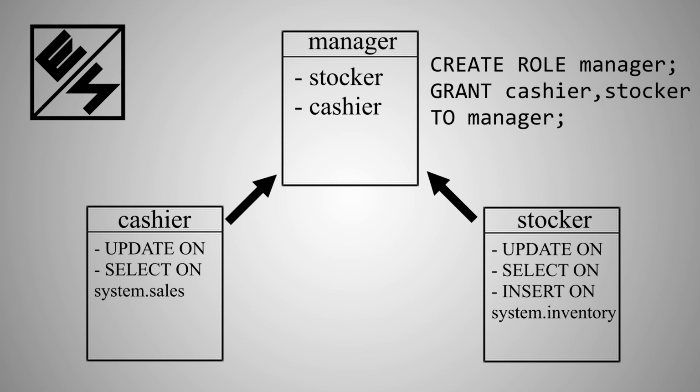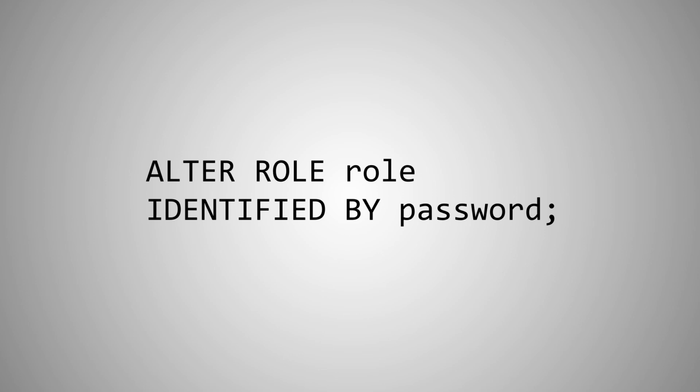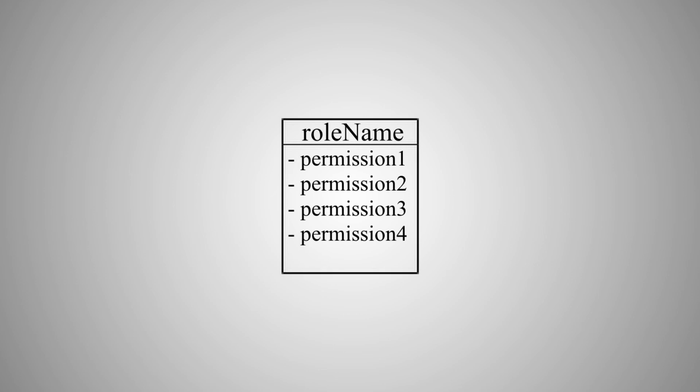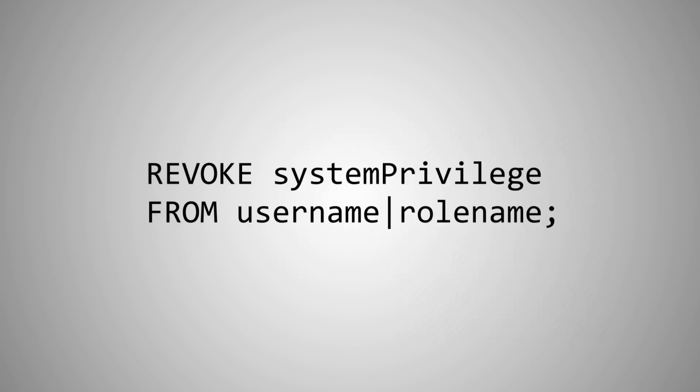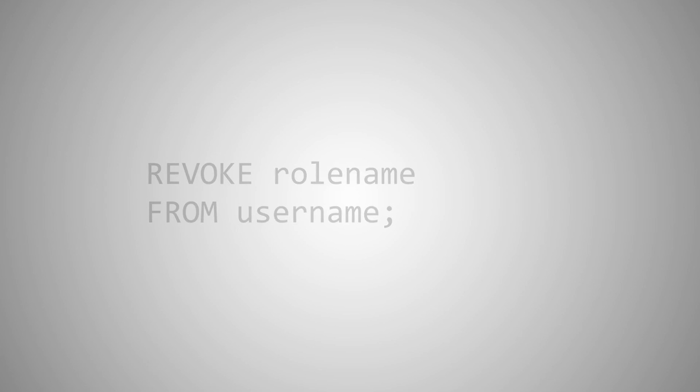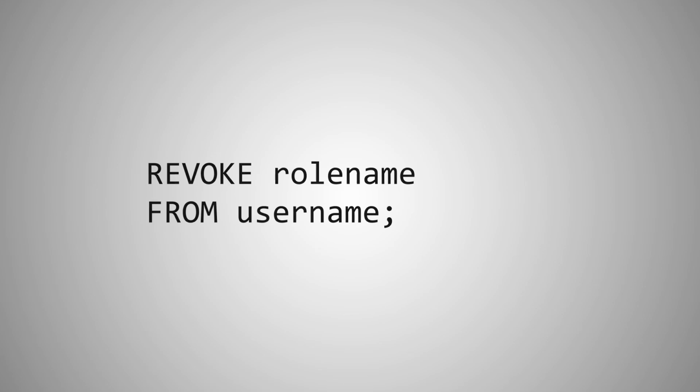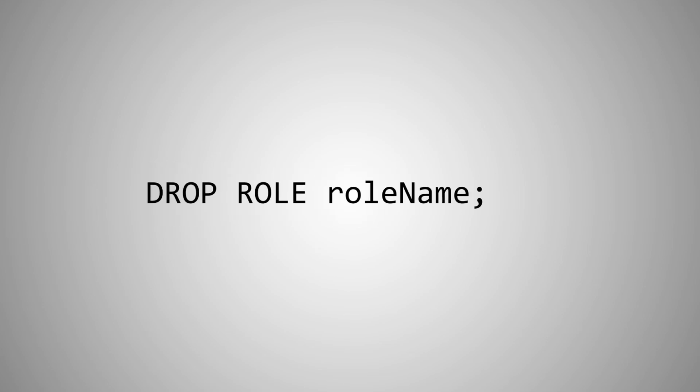We can also add a password to a role by altering the role and adding the identifier being the password. Just like any object we've encountered within the database so far, we can remove these roles and permissions from users by using the revoke to remove an individual permission and the role altogether. We can also remove the role object by just simply dropping it, or by dropping the user altogether. And that's basically it for Chapter 7. It's pretty light, so I hope you guys have enjoyed this video.